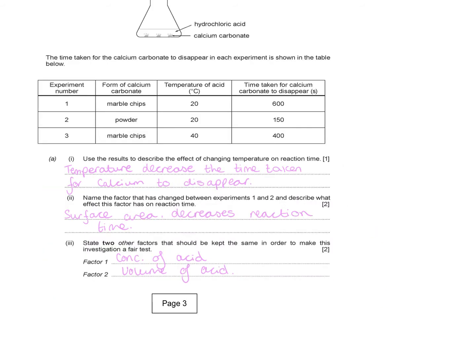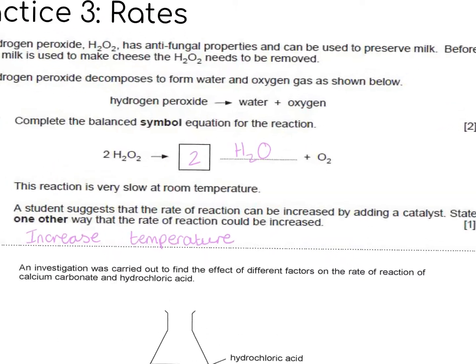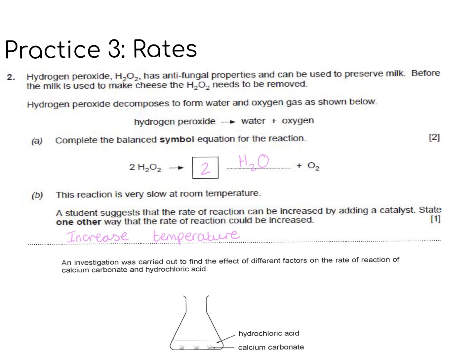Next one then is looking at some rates questions. First bit, balance the symbol equation. There was 1 mark for putting the symbol for water, which is H2O there. Then the second mark would have been the 2. If in doubt, put a 2 in the box, okay? The reaction is very slow at room temperature. The student suggests that you can increase it by adding a catalyst.